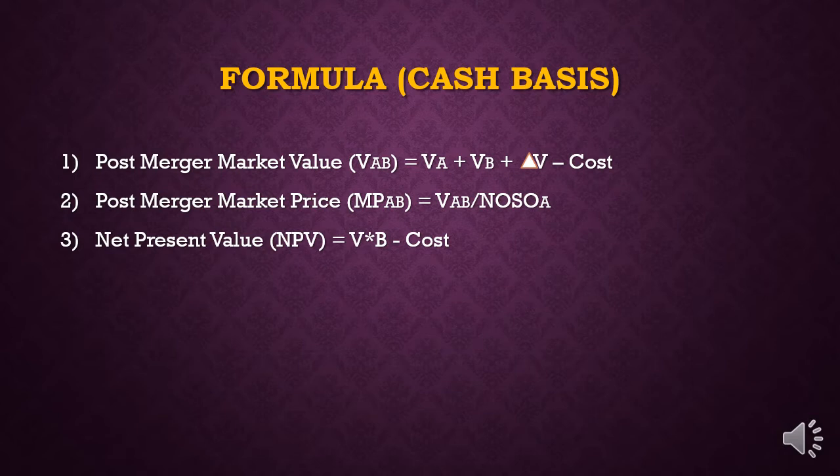The second formula is the post-merger market price, which is MPAB, where the formula is equal to VAB, represented by the market value after the merger, divided by the number of shares outstanding for company A. And the last formula is regarding net present value, which is NPV, and the formula is equal to V star B minus the cost of merger.